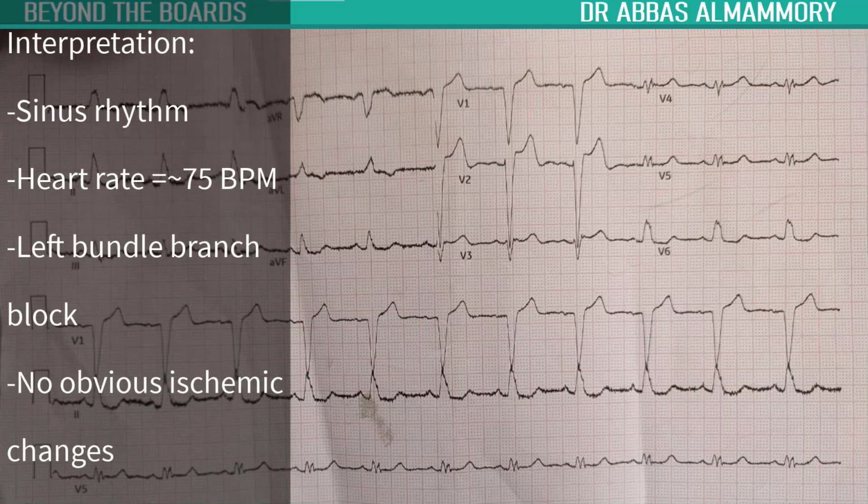So to summarize, our interpretation of this ECG is sinus rhythm with a heart rate that is regular of about 75 beats per minute with left bundle branch block. There are no concerning ischemic changes in this ECG, but obviously if there is a strong suspicion for acute coronary syndrome, a specialist can make the call of what to do next.